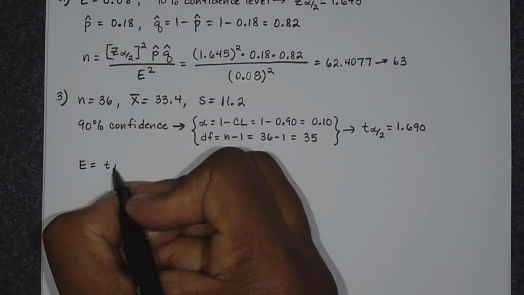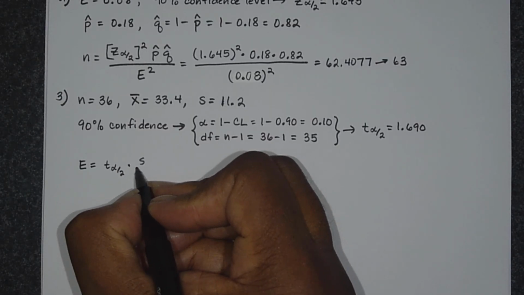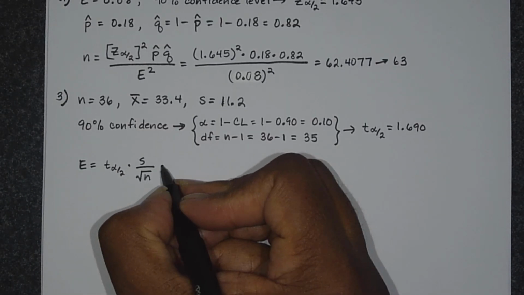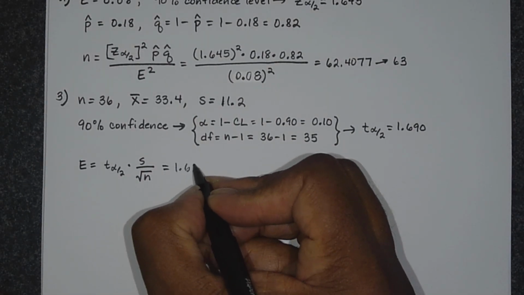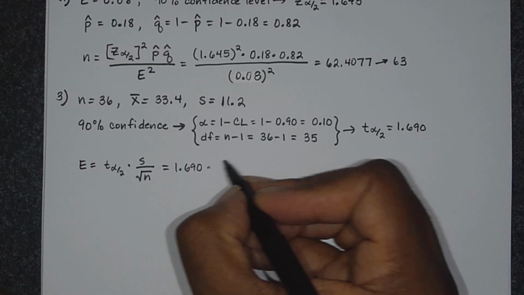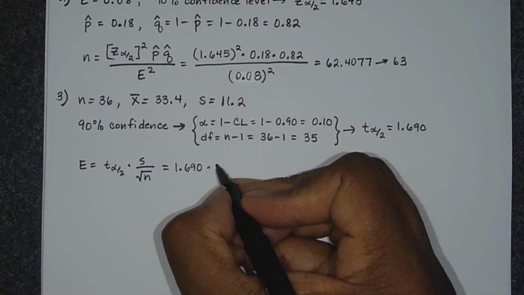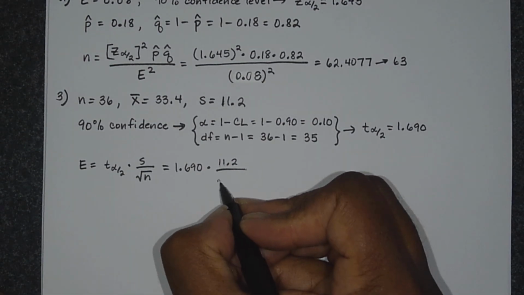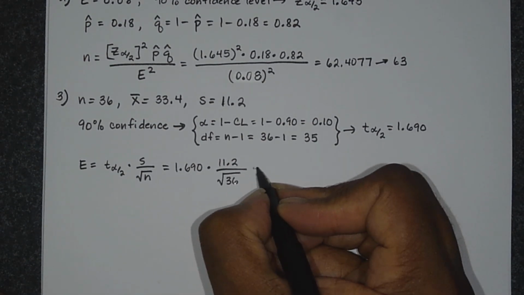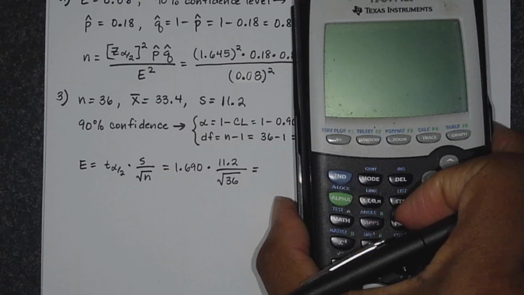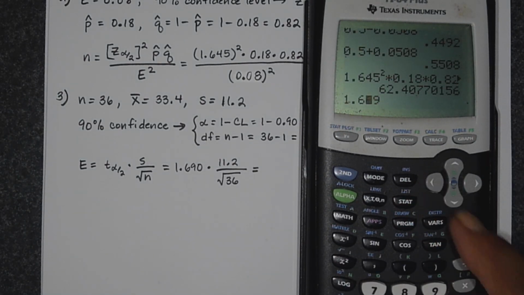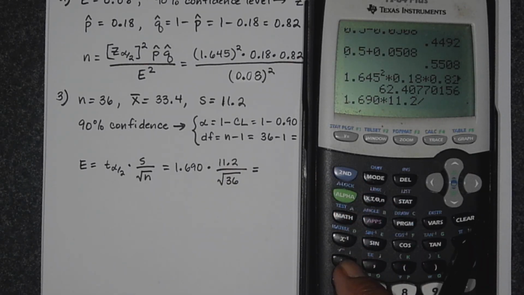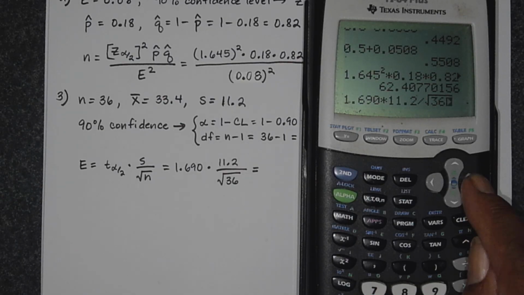The margin of error is this: T of alpha over 2 times S, which is your standard deviation, over the square root of N, which is your sample size. That critical T value was 1.690 times S, which is the standard deviation of 11.2, divided by the square root of N, and N is 36. So we're going to do 1.690 times 11.2 divided by the square root of 36.